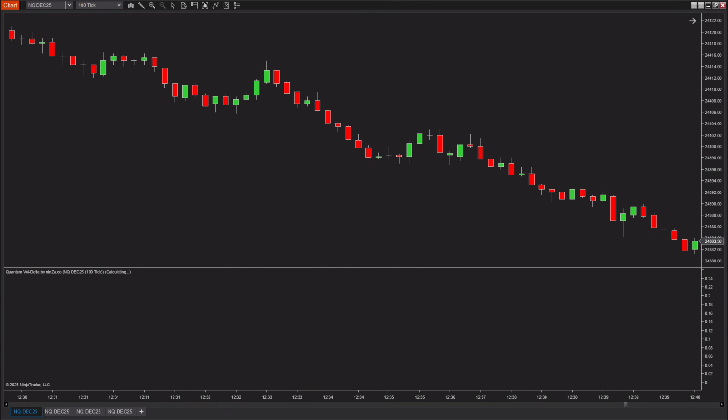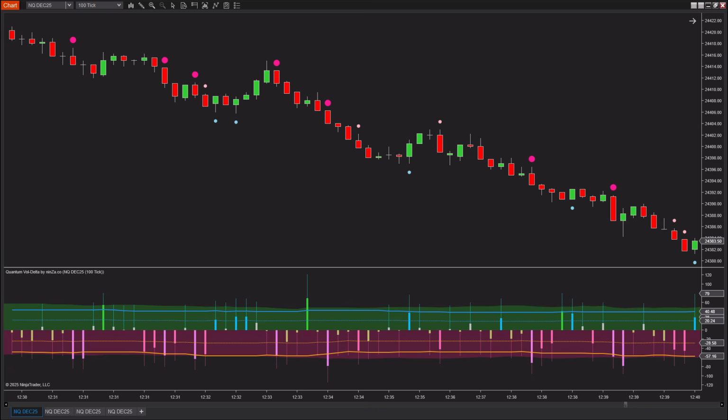And now, let's take another look at the signals from quantum vol delta after the filter has been applied. You'll notice that the signals are much cleaner and easier to read, with almost all of the unnecessary noise removed. So, as you can see, once the filter is applied, it removes a number of weak buy signals that would normally appear against a downtrend. This makes the chart much clearer, allowing you to focus only on the signals that are truly reliable.